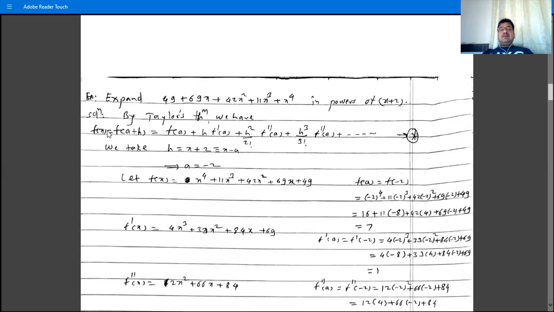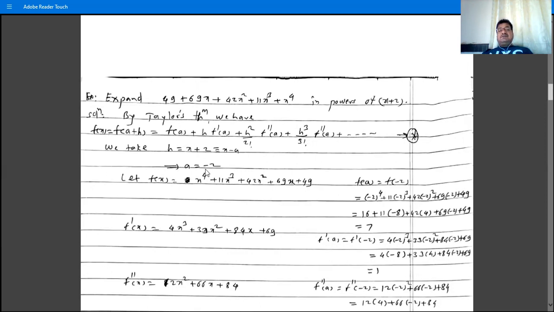So by Taylor's theorem, f x or f of a plus h is what? F of a plus h f dash a plus h square by 2 factorial f double dash a plus h cube by 3 factorial f triple dash a, and so on. Suppose this is equation star. Then we take h as x plus 2 and compare with x minus a. H is x minus a, but it is x plus 2. Therefore, x minus a and x plus 2 comparison, we have a is minus 2.